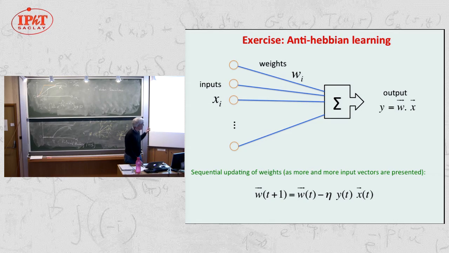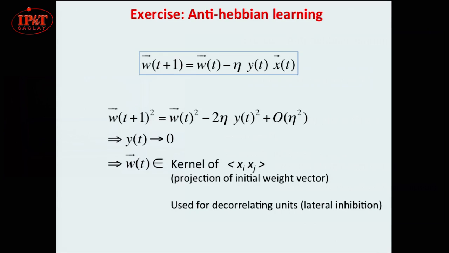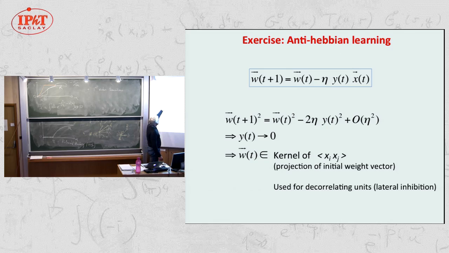But just as a solution to the exercise in a couple of lines, if you have this anti-Hebbian learning, you can see immediately what is going to happen. Compute, for instance, the square norm of the weights. w_{t+1} squared is w_t squared minus 2 eta y_t squared, plus some terms of the order of eta squared. Let's forget about that if the learning rate is small. So you see that the norm is actually decreasing. And of course, it cannot decrease forever. So the only way it can stop at some point is that y_t should go to 0. That means the output is going to be 0. So that means that w is basically getting into the kernel of the covariance matrix.